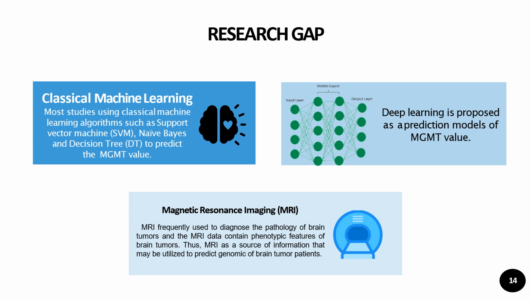So for this project, we will implement deep learning as a prediction model for the MGMT value of the brain cancer. And MRI is frequently used to diagnose the pathology of brain tumor, and the MRI data contain the phenotype features of the brain tumor. Those MRI are a source of information that may be utilized to predict the genomic of brain tumor patients.